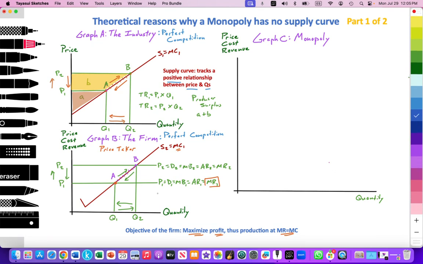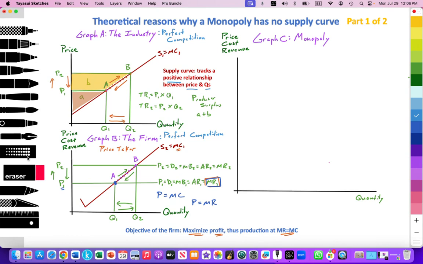We can also note that price is equal to marginal cost for the firm. Here is price, and it's equal to the marginal costs of production. In addition, we can also highlight that price is equal to marginal revenue. At a price of P1, it is equal to MR, where the firm is maximizing profit. So we see an equivalent value between price and marginal costs, price and marginal revenue.